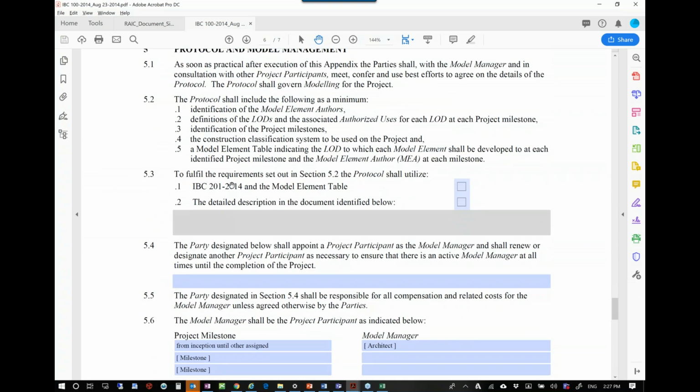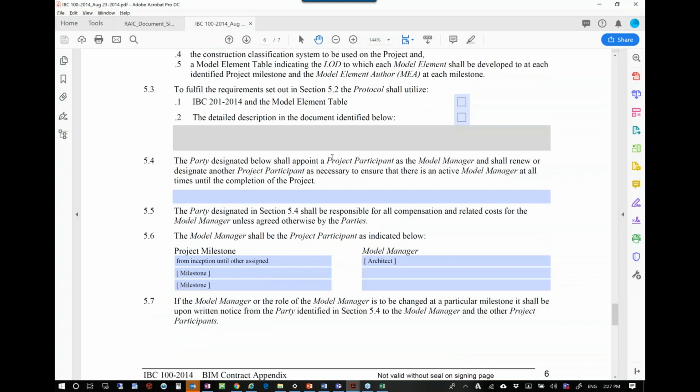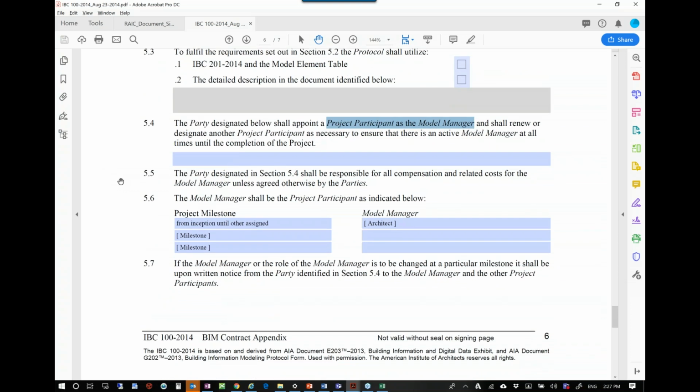Talk about model management. So there's a model element table, LOD matrix, if that's what we're using. This is very important. They call it the model manager. I'll call it the project BIM lead. What it's saying is, and I love it because I get pushback about this all the time, basically, who's your BIM lead? And they put a name there. The architect, the engineer, maybe it's the contractor. Just who? And if we could start to ask that question at the very beginning, how phenomenal would that be? Right? And maybe there's a different one at different stages, hence 5.6. At different stages of the project, there could be different model managers.